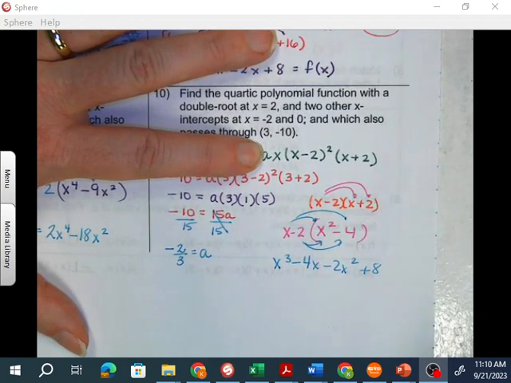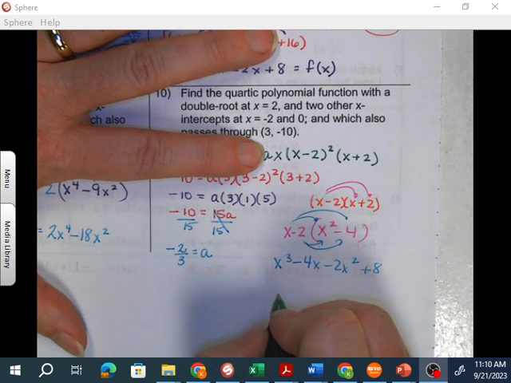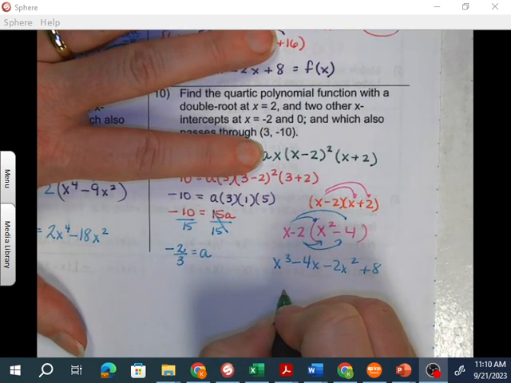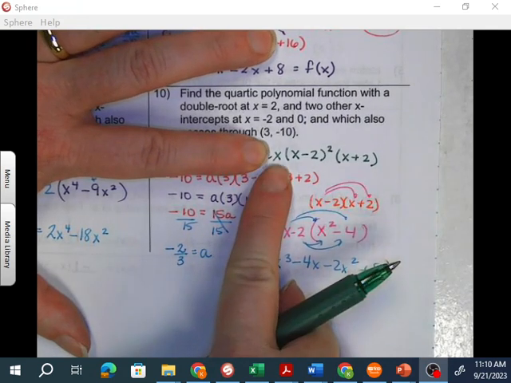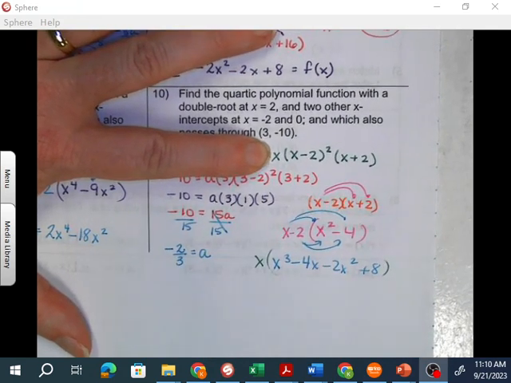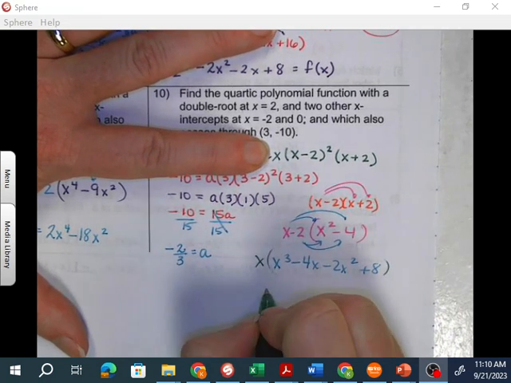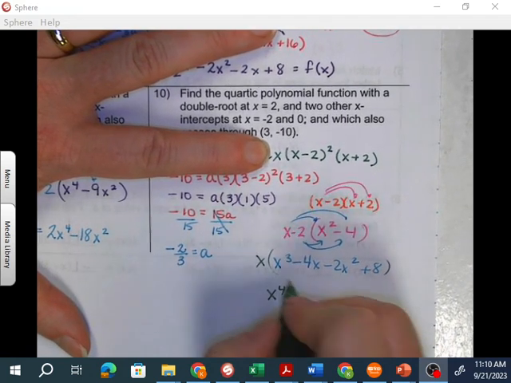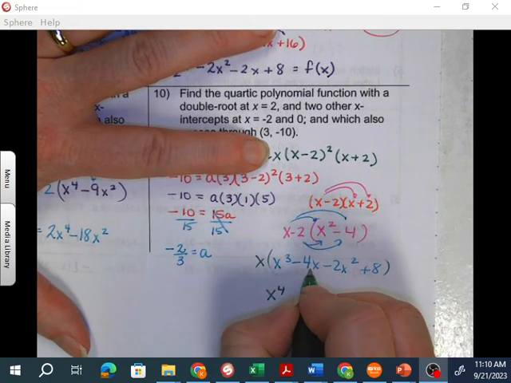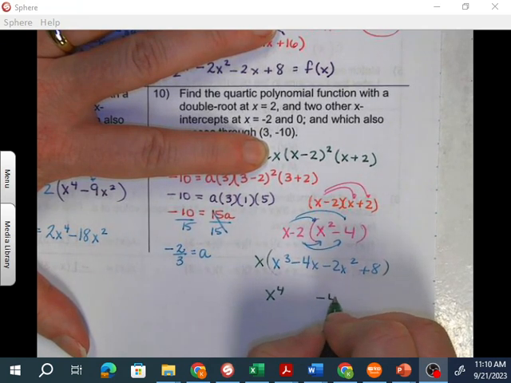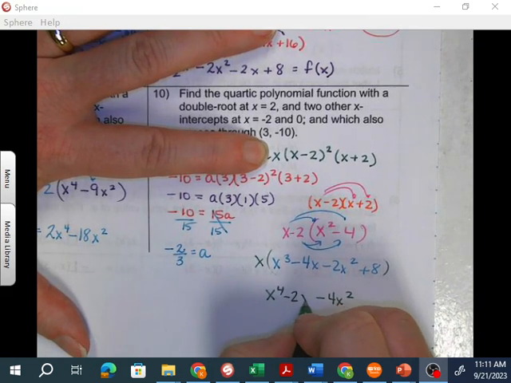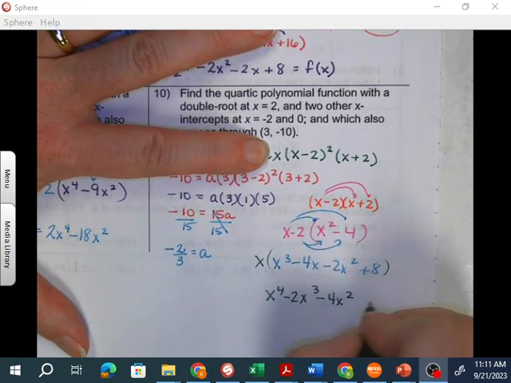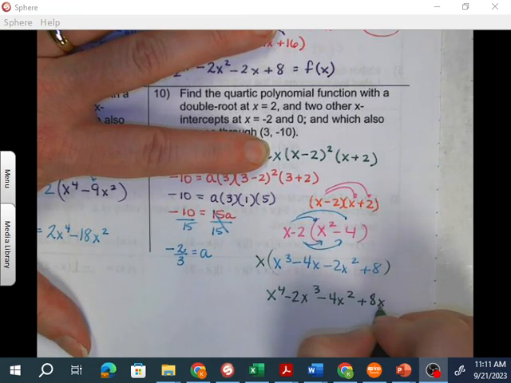Like terms to combine, but because of the way I multiplied, I have it in the wrong order, so I'm gonna rearrange the order. And at the same time, distribute through my final x, because remember I have an x out in front. It's supposed to be quartic when we're done, so that would be x to the fourth. That's gonna be negative 4x squared. X times negative 2x squared would be negative 2x cubed. X times 8 is positive 8x.